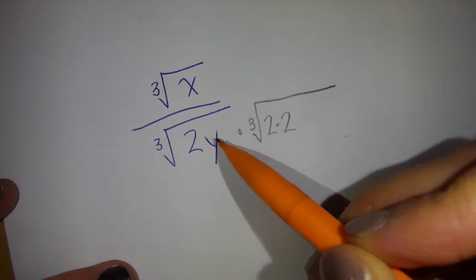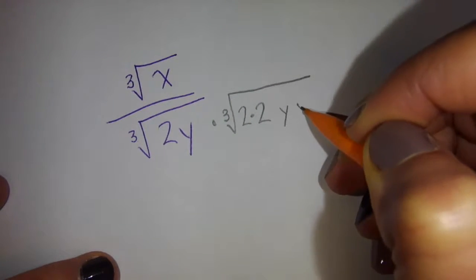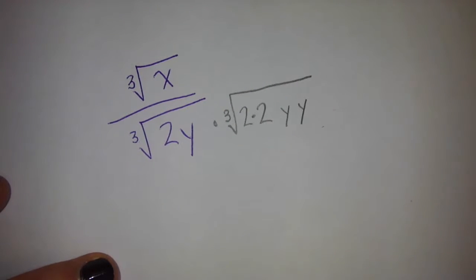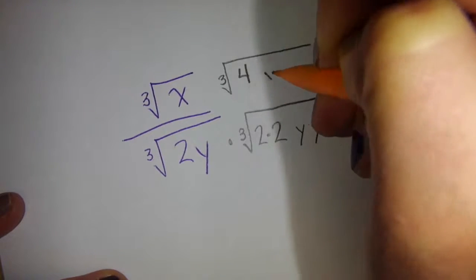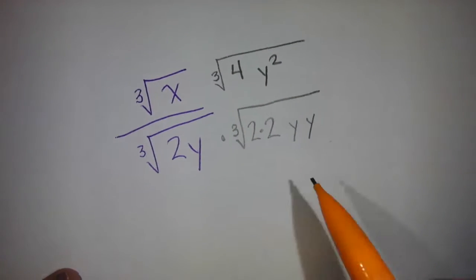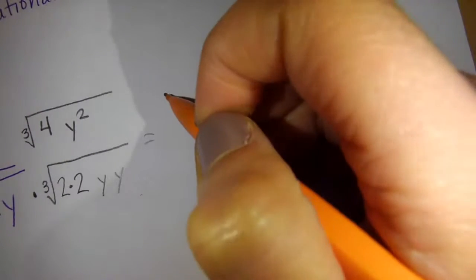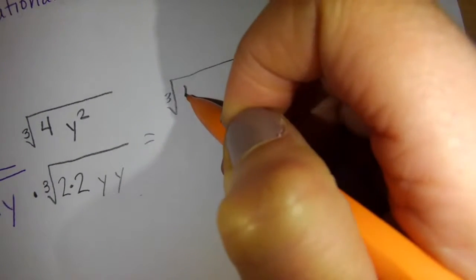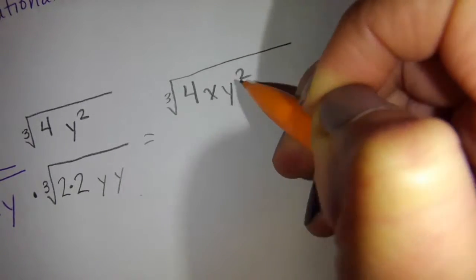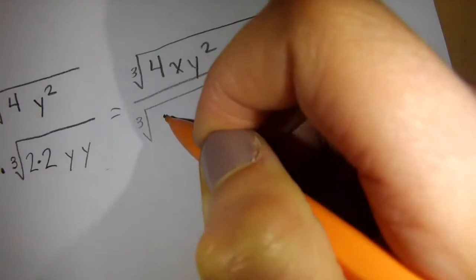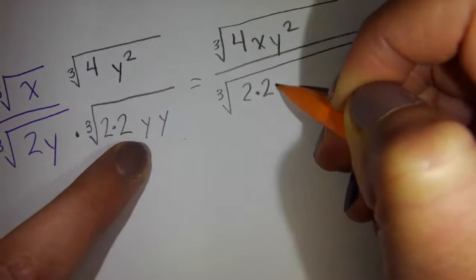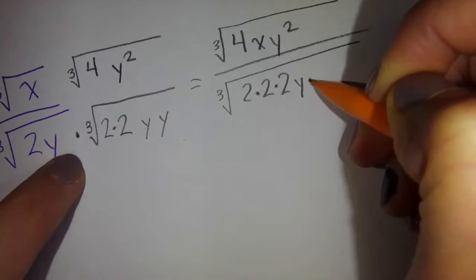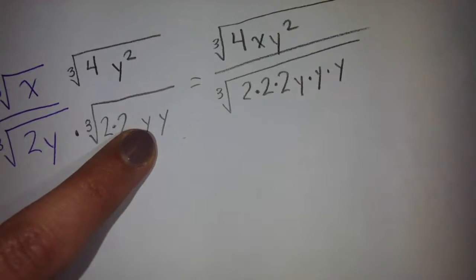And I have 1 y, so I need 2 more y's to get it out of the radical. And then whatever I have down here, I'm just going to write again up here. 2 times 2 is 4, and y squared. So I'm going to rewrite this just so we could take a look. On the top, I have 4xy squared. But on the bottom, this would be the cubed root of, now I have 2 times 2 times 2, and then y times y times y.